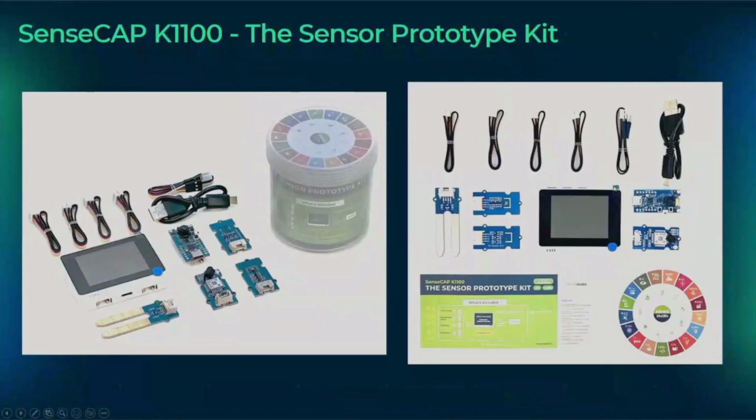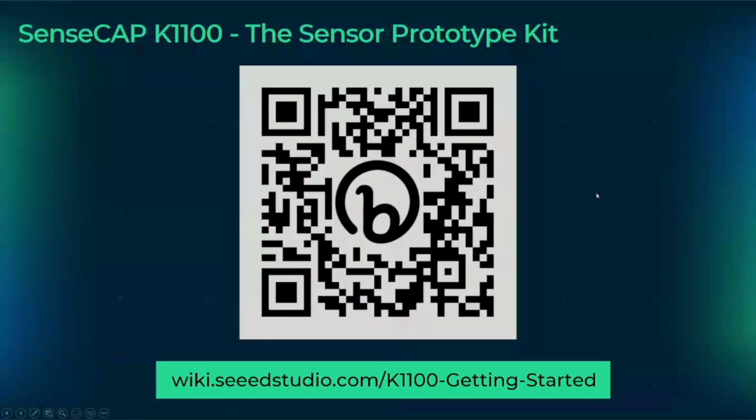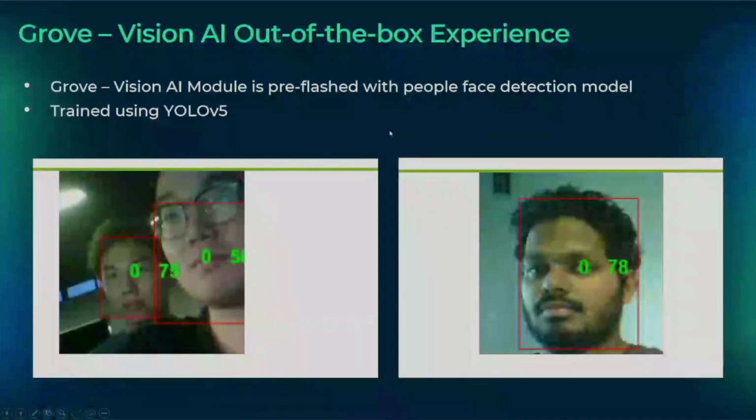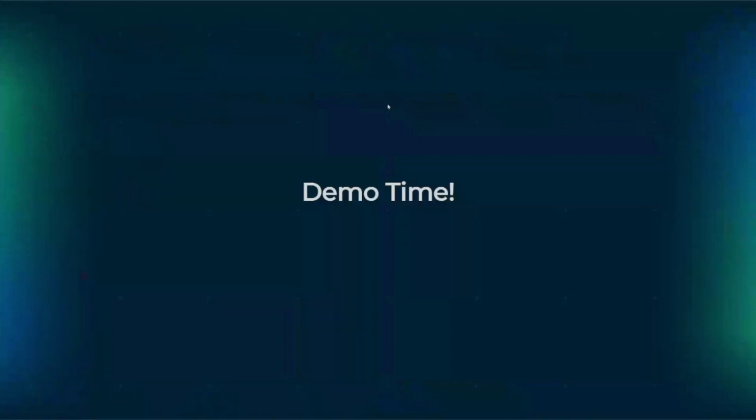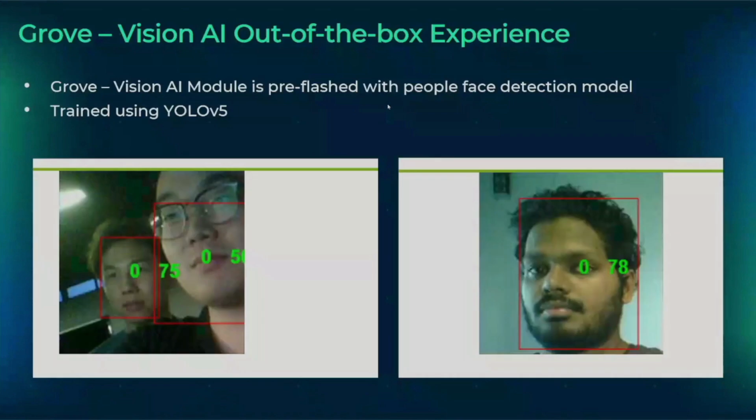I like to mention this kit just because the Grove Vision AI is also included inside it. And as you can see, when you buy this Vision AI module out of the box, it will contain this people face detection model. It is already pre-flashed out of the box. That model, the people face detection model, is also trained using YOLO V5. Now I will give a quick demo of how this is going to work, how it's going to detect my face. So let's do that.